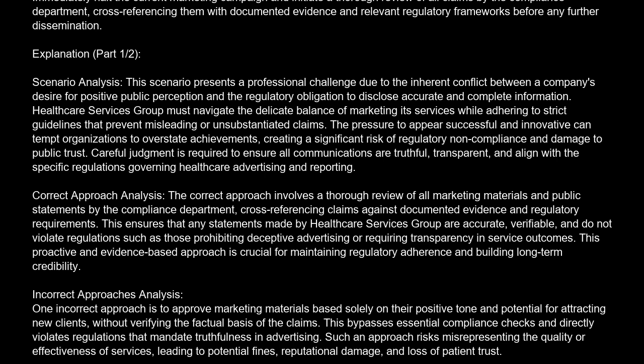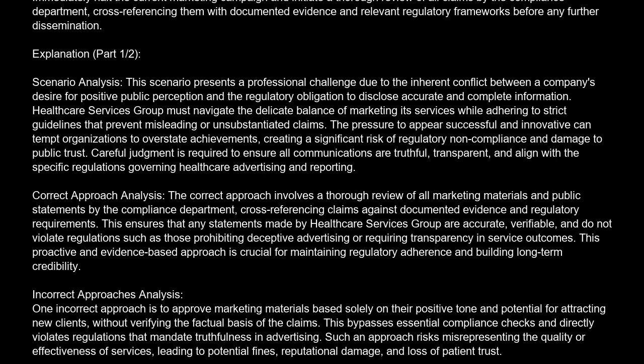Careful judgment is required to ensure all communications are truthful, transparent, and align with the specific regulations governing healthcare advertising and reporting. Correct approach analysis. The correct approach involves a thorough review of all marketing materials and public statements by the compliance department, cross-referencing claims against documented evidence and regulatory requirements. This ensures that any statements made by Healthcare Services Group are accurate, verifiable, and do not violate regulations, such as those prohibiting deceptive advertising or requiring transparency in service outcomes. This proactive and evidence-based approach is crucial for maintaining regulatory adherence and building long-term credibility.